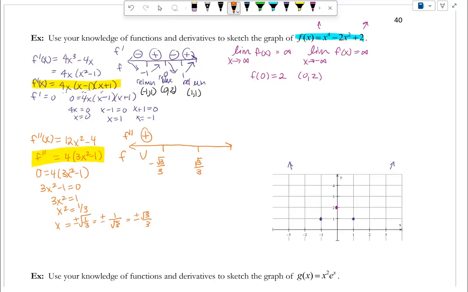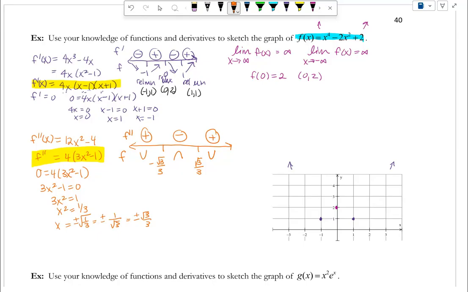For that next interval, I'm probably just going to choose 0. That's my favorite number between negative root 3 over 3 and positive root 3 over 3. When I plug that into my second derivative, 3 times 0 minus 1 is -1, times 4 makes my second derivative negative there. So f is concave down. And then I could plug in a positive 1 on the other side. I would again get 3 minus 1 times 4, which is a positive number. So f is concave up.